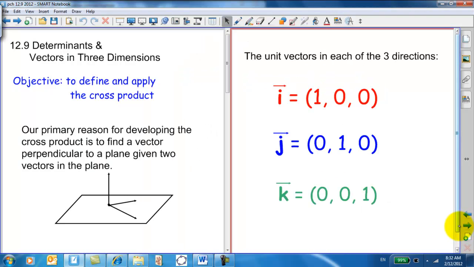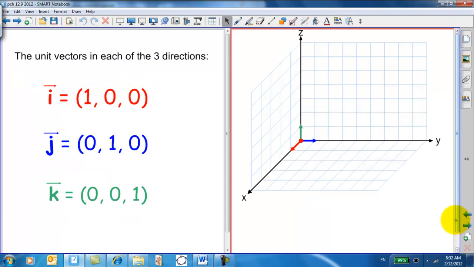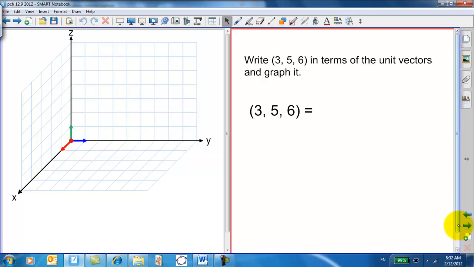First, we have to talk about this concept of unit vectors in each of the three directions, the i, j, and k vector. And here they are in the plane. It's called a unit vector because it's one long, and it's in the directions of our three axes in 3-space. Now, write (3, 5, 6) in terms of unit vectors and graph it.